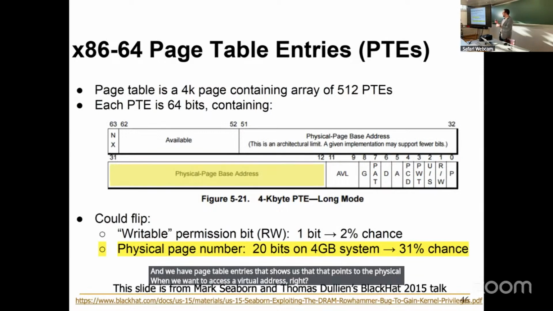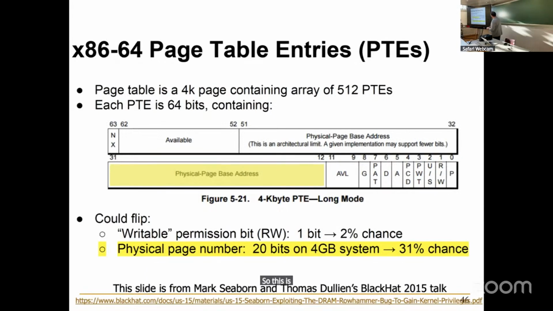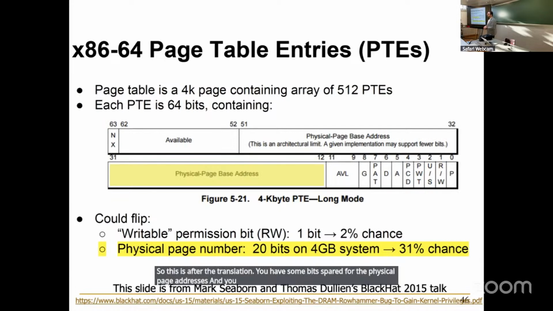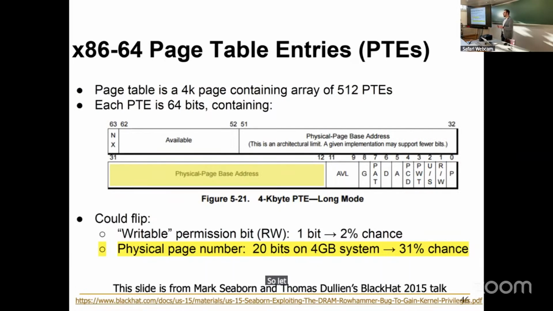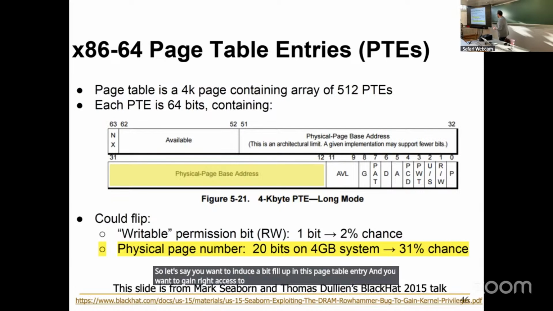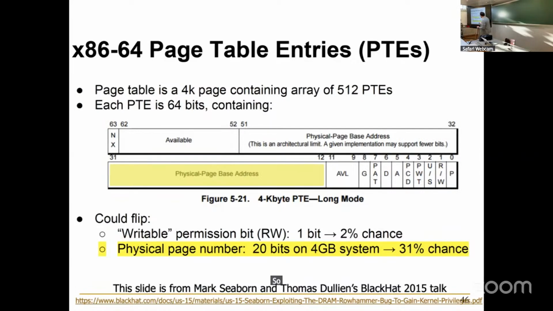So this is after the translation. You have some bits spared for the physical page addresses, and some other bits to control your access permissions. Let's say you want to induce a bit flip in this page table entry, and you want to gain write access to a particular page. You have just 1 bit for the write access in these whole 64 bits, so it gives you just a little chance to have the bit flip over there.